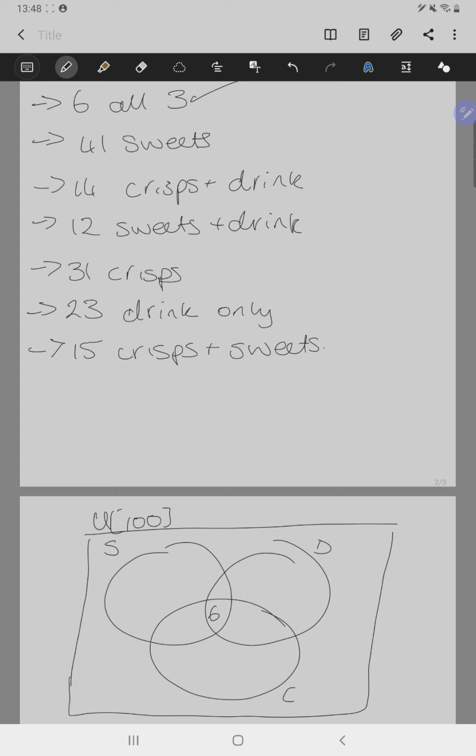They tell us that 41 people bought sweets, but they don't tell us any more information. We don't know, did they just buy sweets? Did they buy sweets and something else? Did they buy sweets and a drink but not crisps? We don't know any more information about it. So that means if there's no extra information, that's just telling us how many people are in that set in total.